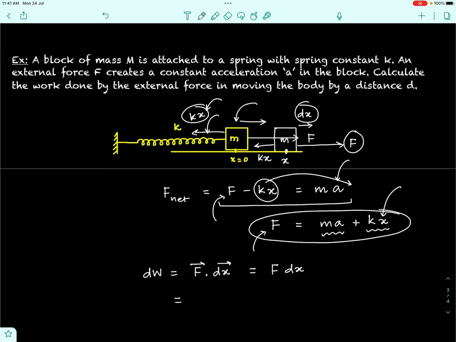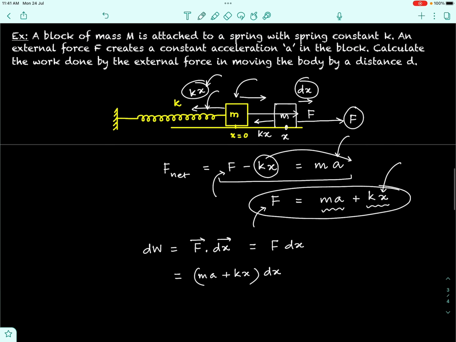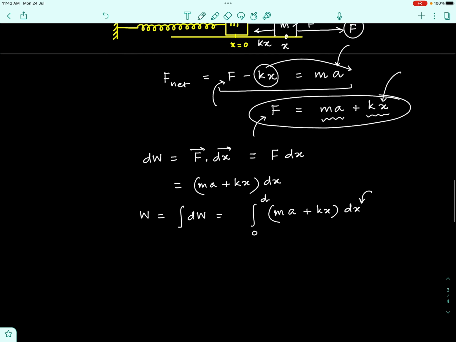And now all we need to do is substitute the value of F, ma plus kx, times dx. This is our small work done dW. And how do we find out the total work for a displacement d? All we need to do is integrate this expression. dW, integral of that will be nothing but the integral of (ma plus kx) dx, and the limits of integration of x will be from 0 to d, right? The block has been moved by a distance d. And now we just need to solve this expression.